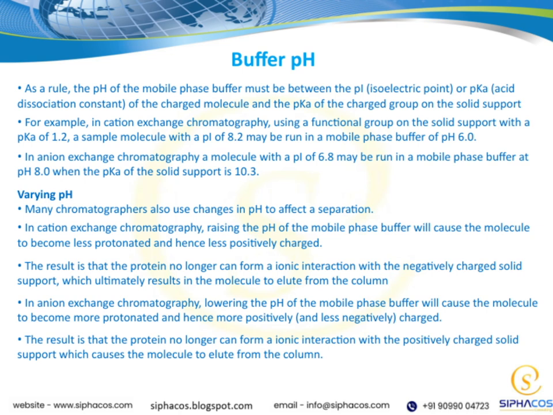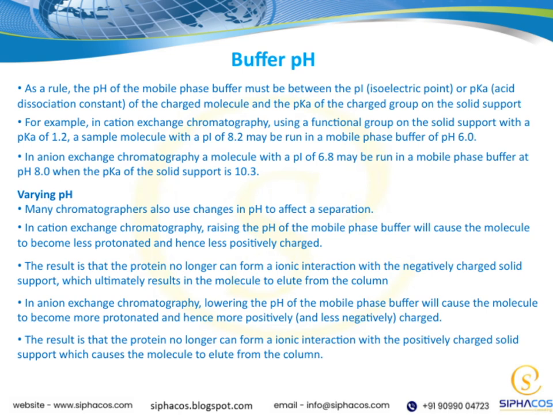Similarly, in anion exchange chromatography, if the molecule has a pI of 6.8 and the solid support has a pKa of 10.3, you might choose a buffer at pH 8. This allows the molecule to carry the appropriate charge for separation. Now, let's look at how changing pH can be used intentionally to influence separation.